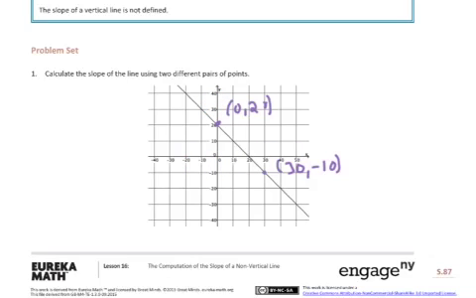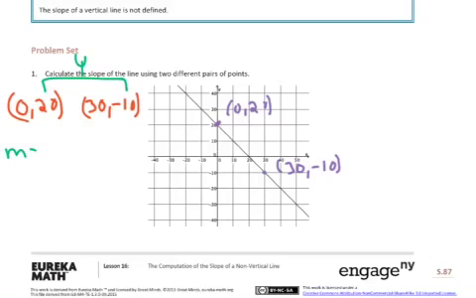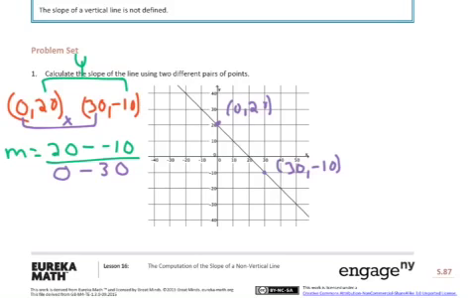So if I do this just like before, I would list my ordered pairs 0, 20, and 30, negative 10. If I subtract my y values, I would get 20 minus negative 10. If I subtract my x values, I would get 0 minus 30. Well, 20 minus negative 10 would be the same as 20 plus 10, which is 30. And 0 minus 30 is a negative 30. Once you divide, because that's always your final step, in this case, I would get a negative 1.